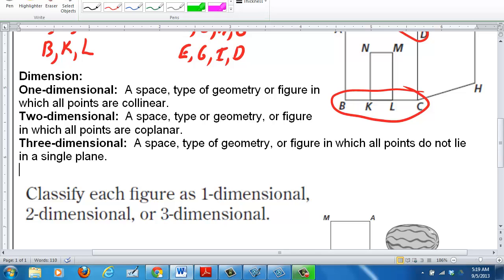Okay? What I'd like you to do before you come to class next time is see if you can do the problem at the bottom of your notes here. Classify each figure as 1, 2, or 3-dimensional, and then we'll talk a little bit about that when you get to class next time.